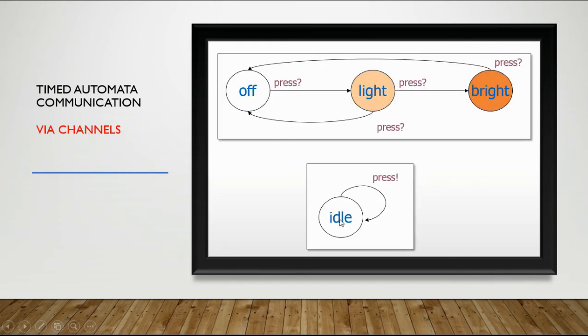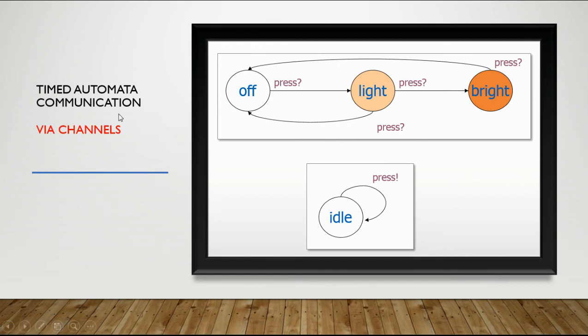Another method, as we explained, is using a channel. This channel can send an action from one automata and receive it by another automata. As we see here, we have this channel, press. The user automata here sends the command to another automata. The press with an exclamation mark is the sender, while the press with a question mark is the receiver.